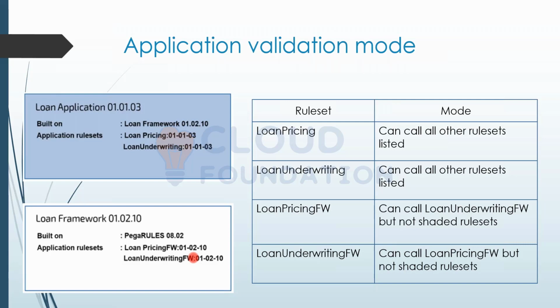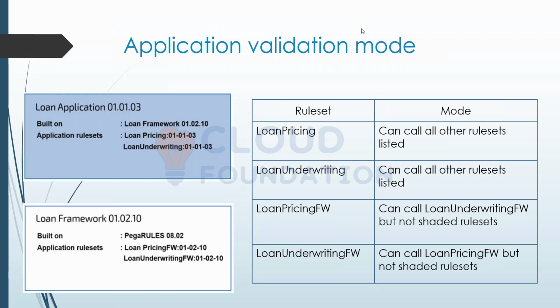Exactly. Okay. So we would be looking at only two thumb rules here. Either it should be part of the same application, or it should at least be part of any built-on application. Only then I can access my rules. So this holds good for your AV mode.